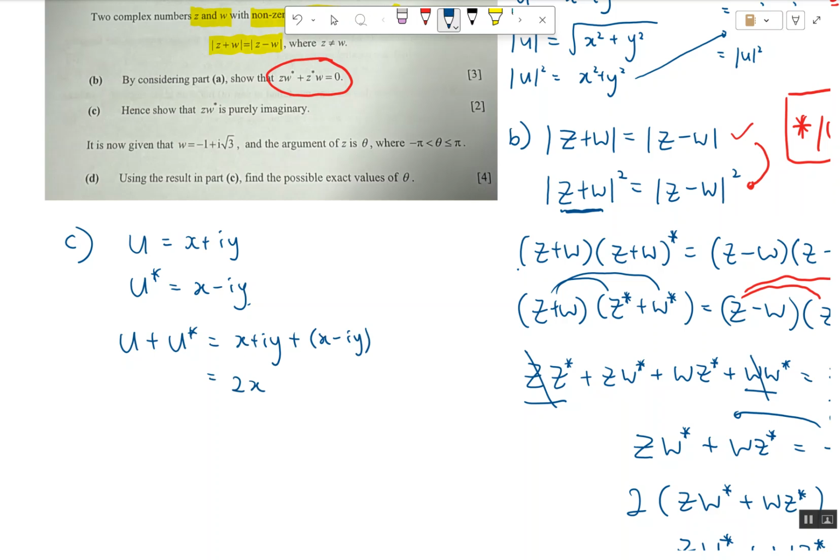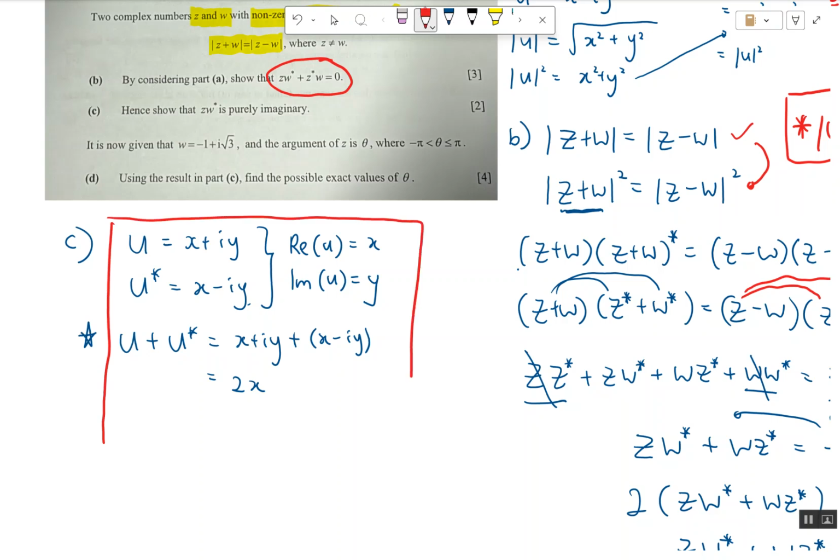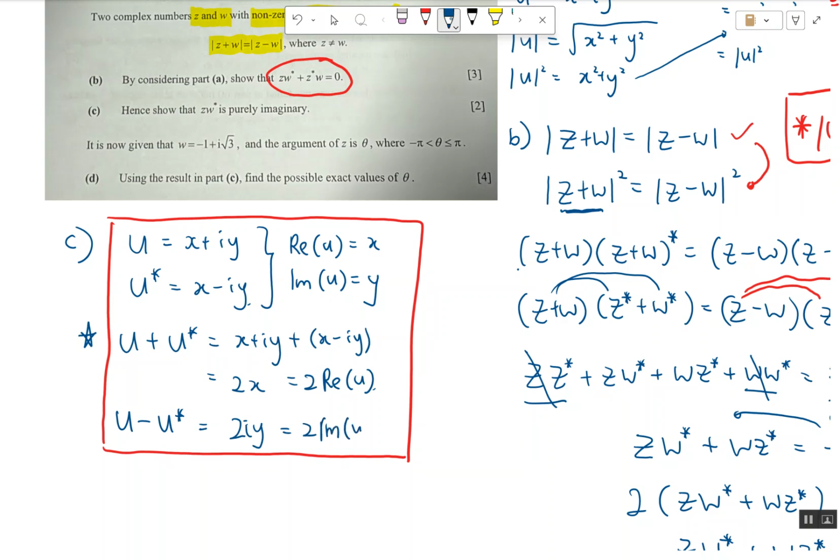Okay, and x is, this part you must understand, the real part of u. The imaginary part of u is equal to y and not iy. The coefficient or the component that comes with the i is called the imaginary part. So if I have u plus u star, all these should be learning points. It should be in red. It's going to be 2x, which is 2 times the real component. Similarly, if I have u minus u star, this is going to be 2 times iy, which is 2 times the imaginary part of u.